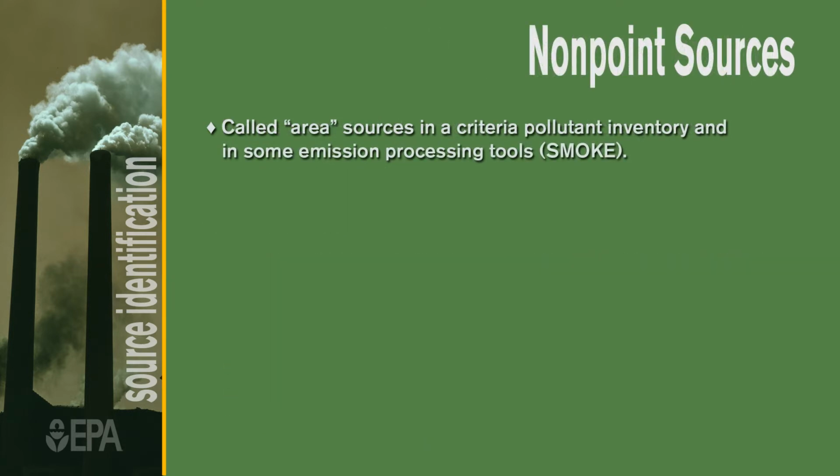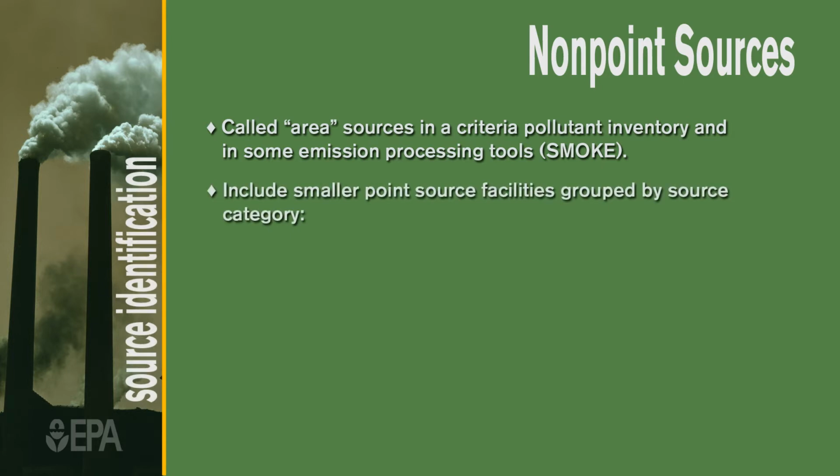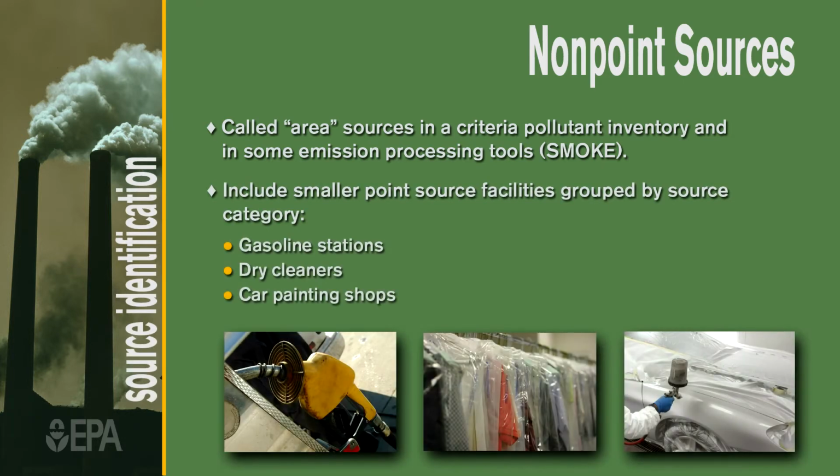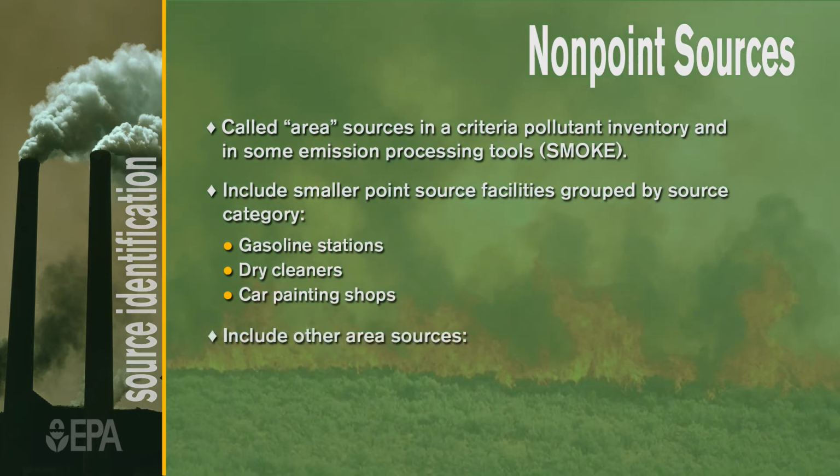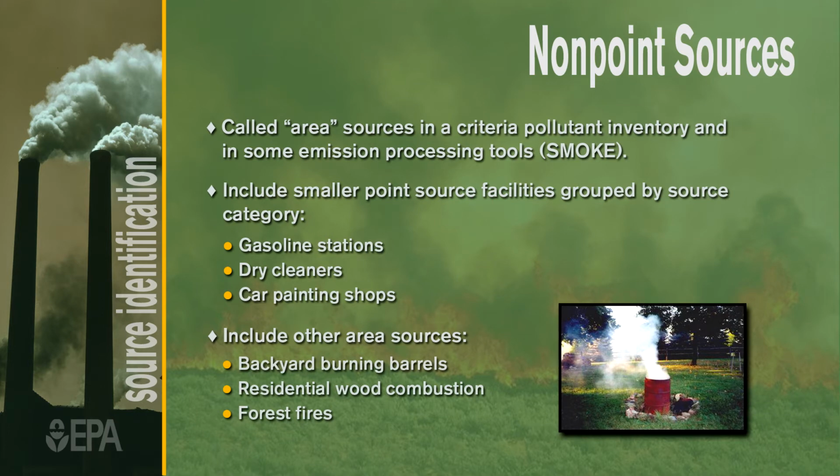For non-point sources, these are sometimes in our criteria air pollutant inventories called area sources. This definition is totally different than the definition for air toxics. Non-point sources include smaller point sources grouped by source category, such as gasoline stations or dry cleaners. And then they include other area sources such as forest fires, leaf burning, residential wood combustion, etc.